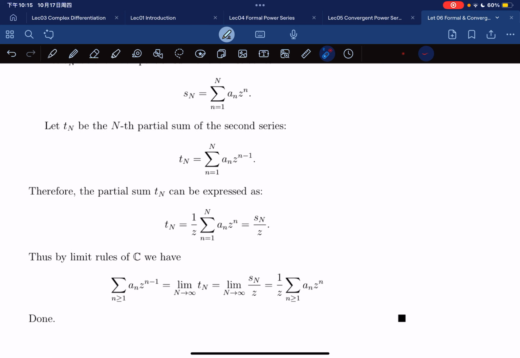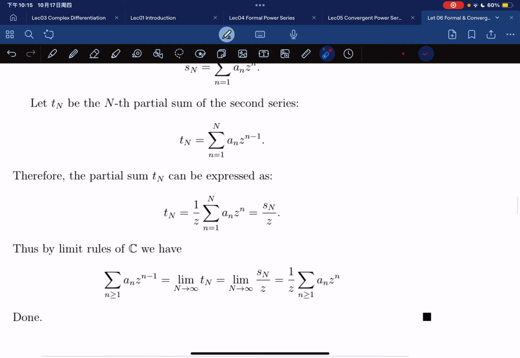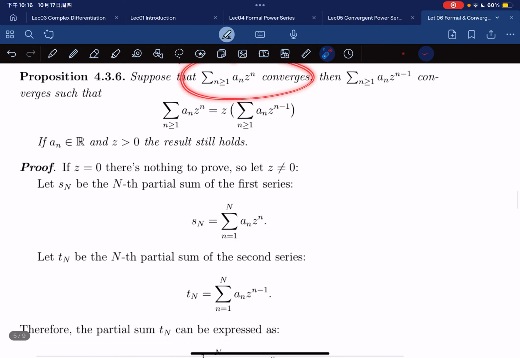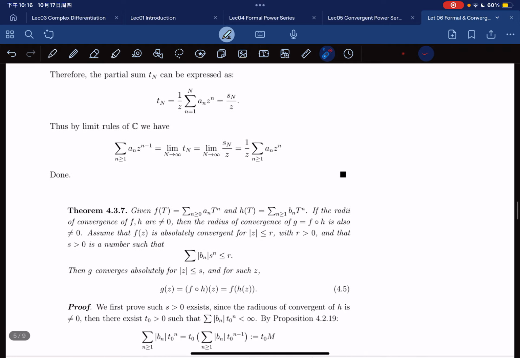because this converges, right? So S_n over z converges as n goes to infinity, because z and n are independent, and we know that this converges, which means the T_n converges. So this holds, right? And we can move the scalar multiple outside, which is equal to 1 over z times this, and we move the z over there, which gives the result.